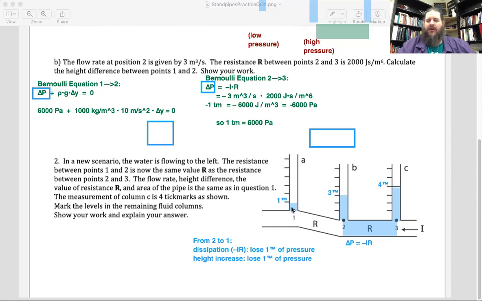And keep in mind, these are all gauge pressures. If we want absolute pressures, we'd convert 4 tick marks to pascals and add 101. Convert 3 tick marks to pascals, add 101. Convert 1 tick mark to pascals, add 101. But I think gauge pressure should work fine here because ultimately what we care about is how high the water rises in the column anyway. And that's all about gauge pressure. Any other questions on that?